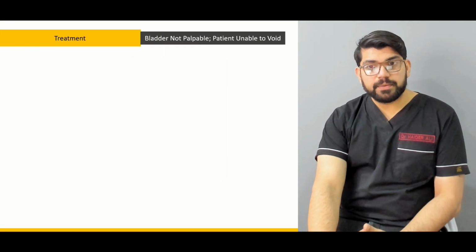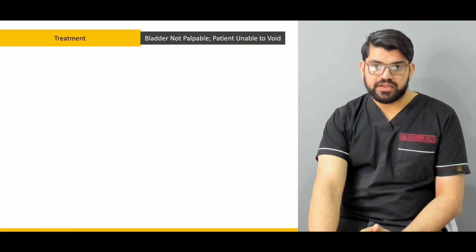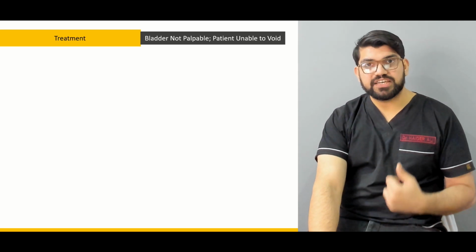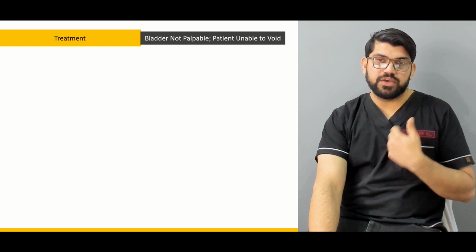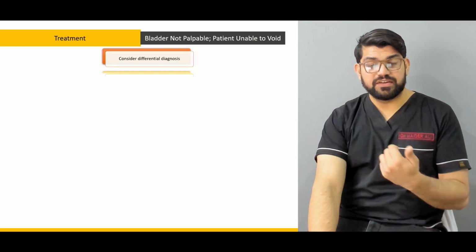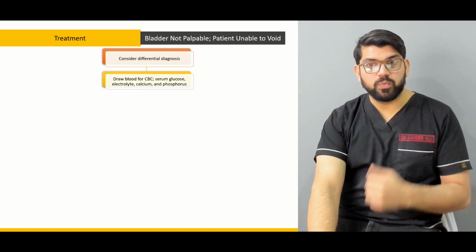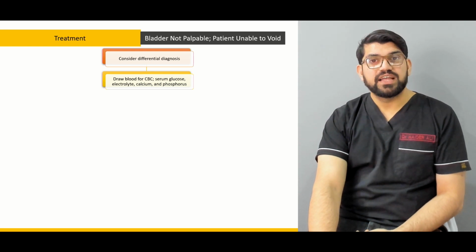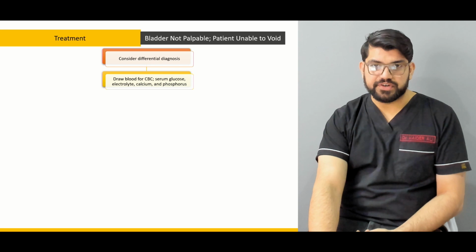So bladder not palpable, patient unable to void. It seems like a partial obstruction. Patient feels like he or she cannot empty the bladder completely. So consider differential diagnosis. What might be the cause of these symptoms? Draw blood complete blood count, serum glucose levels, electrolytes, calcium and phosphorus.